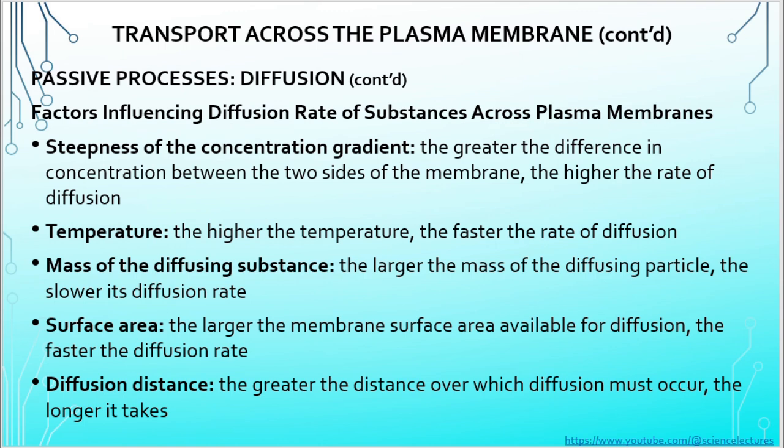Diffusion is also affected by surface area. The larger the membrane surface area available for diffusion, the faster the diffusion rate. For example, the air sacs of our lungs have a large surface area available for the diffusion of oxygen from the air into the blood. This is particularly important as some lung diseases such as emphysema can reduce the surface area. This slows the rate of oxygen diffusion and makes breathing more difficult.